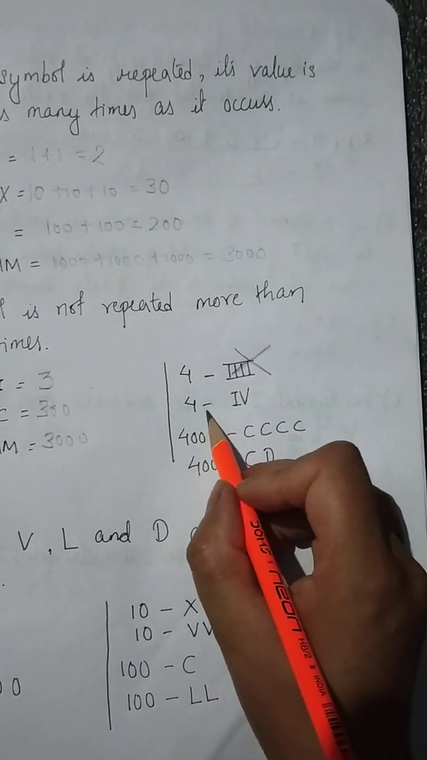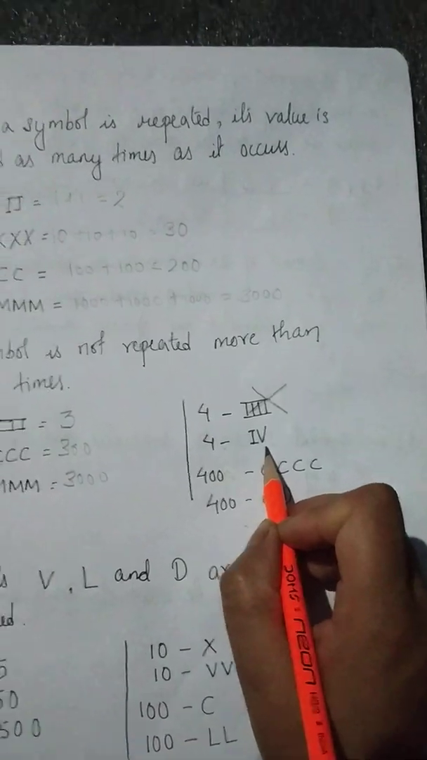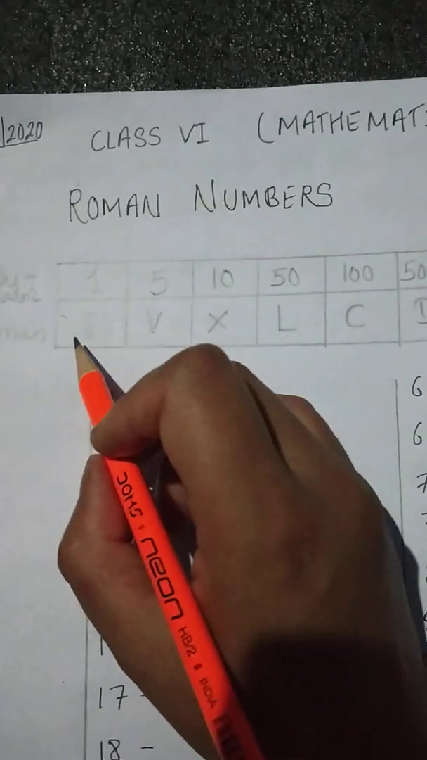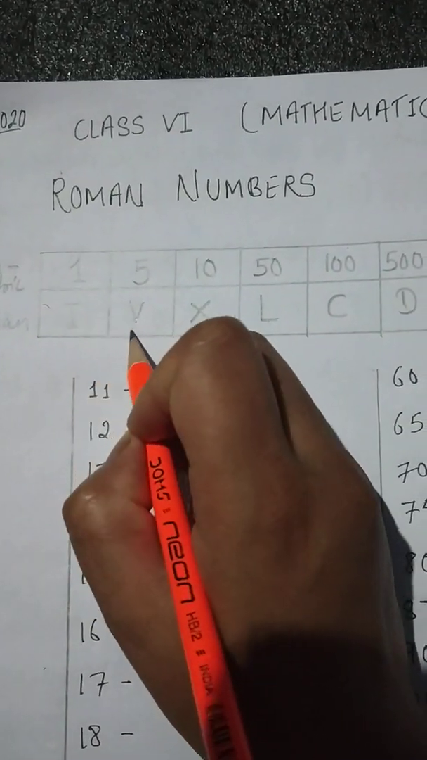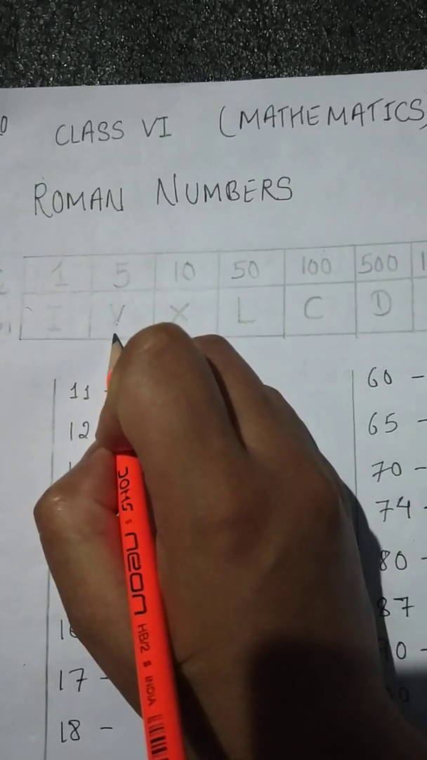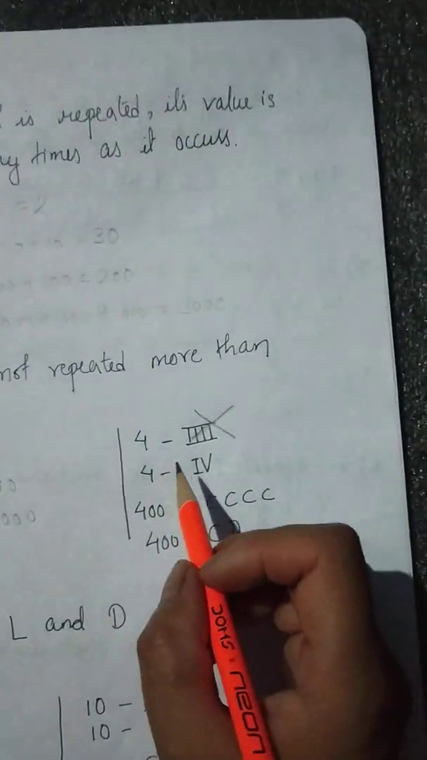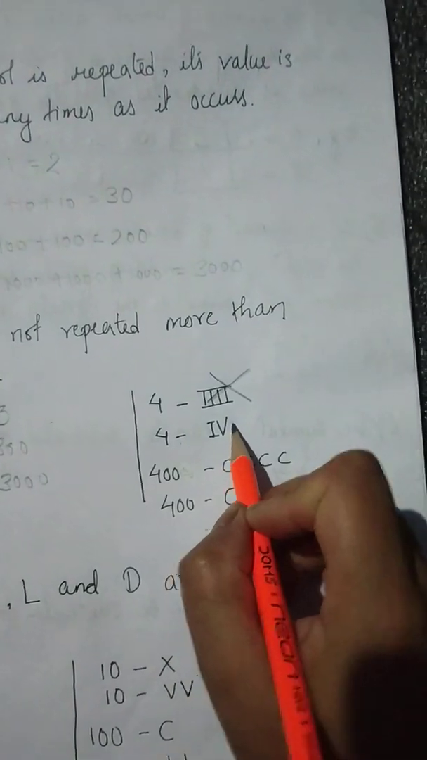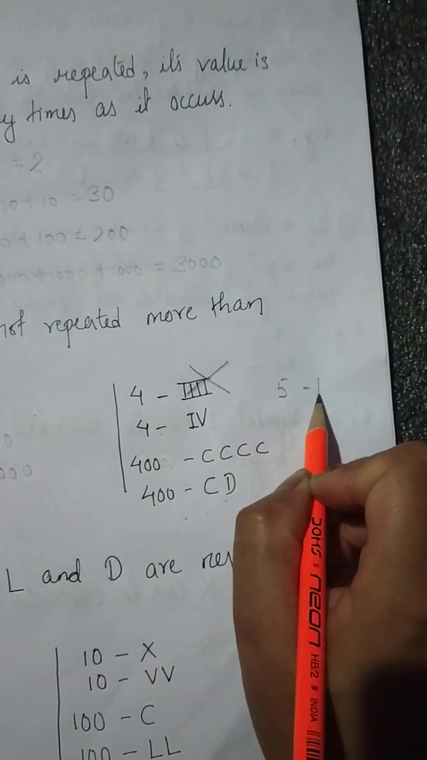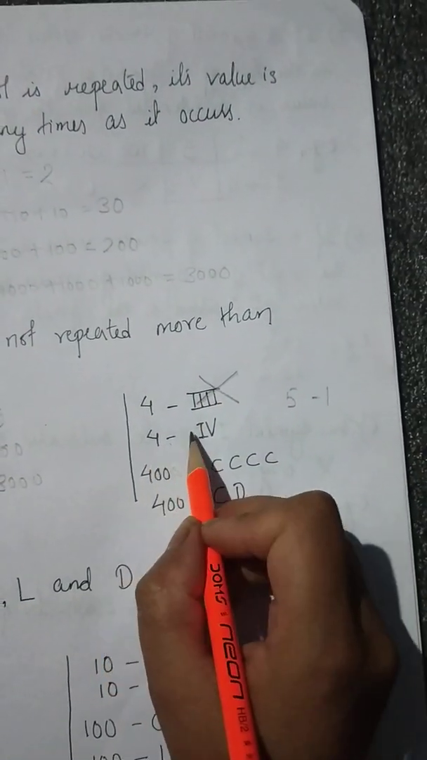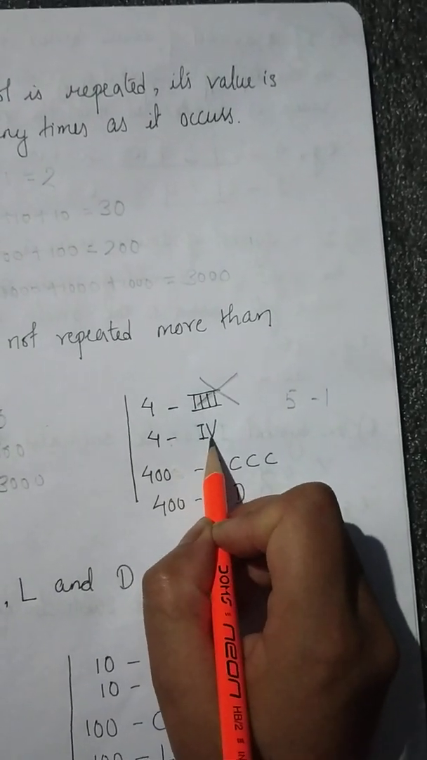For 4, we have to check the next symbol. I cannot write IIII for 4 and your next symbol is V. So how can I write 4 in terms of V? Now V is 5. So from 5, if you subtract 1, you will get 4, right? That is why I am writing IV.